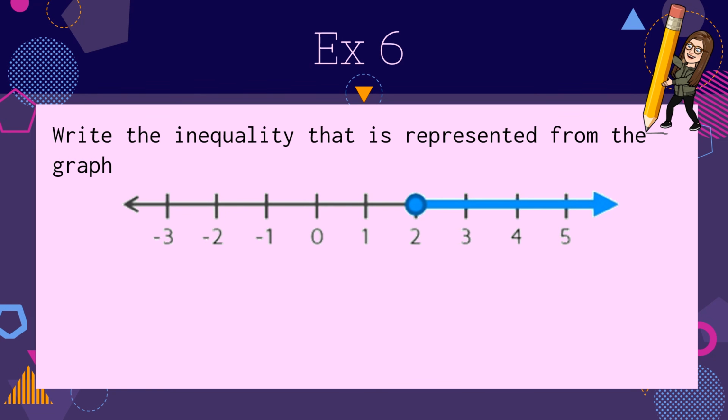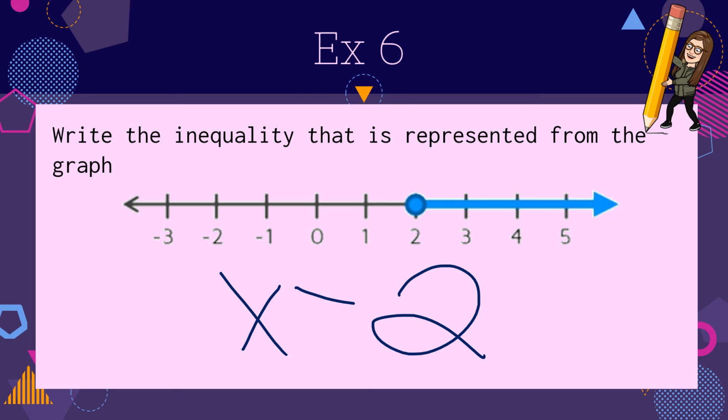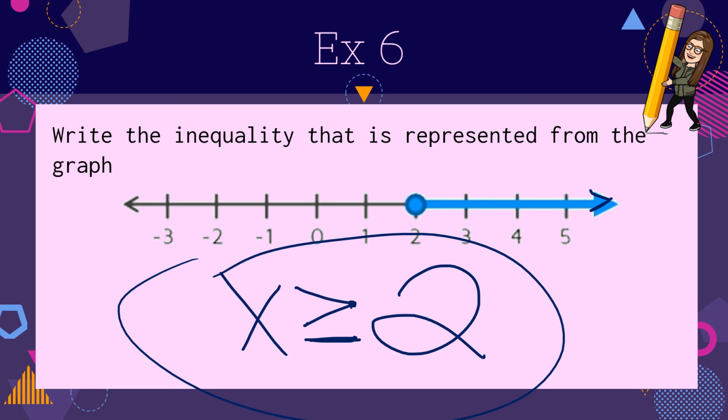Let's try again. Step 1, pick a variable. Step 2, write your number. Step 3, your symbol. I'm going to the right. I'm greater than. I'm pointing to the right. My arrow goes right. And look at the shading. It's colored in. If it's colored in, I need the or equals to line.